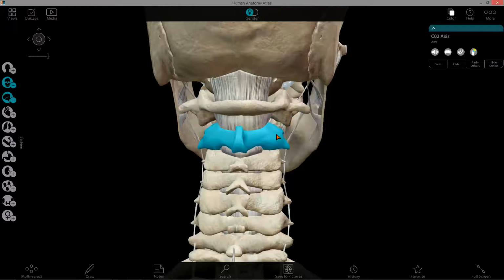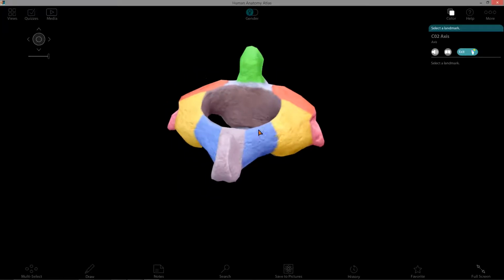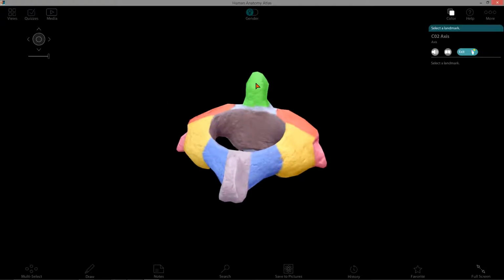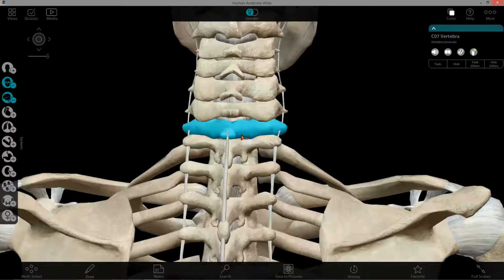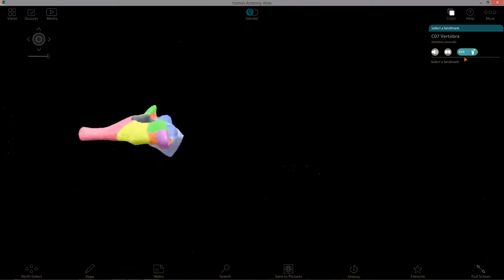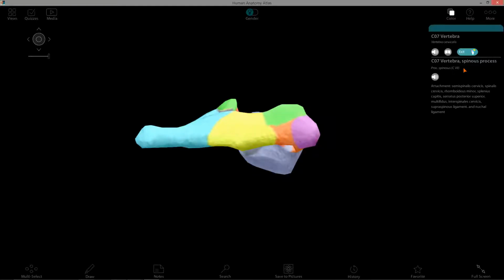And then inferiorly, we have the axis. And the notable thing about the axis is it has something known as the odontoid process, or the dens, and that's this lime green object right here. And that extends upwards from the body to articulate with the anterior arch of the atlas. And then finally, like I already mentioned, we also have the vertebra prominens right here, the spinous process of C7.